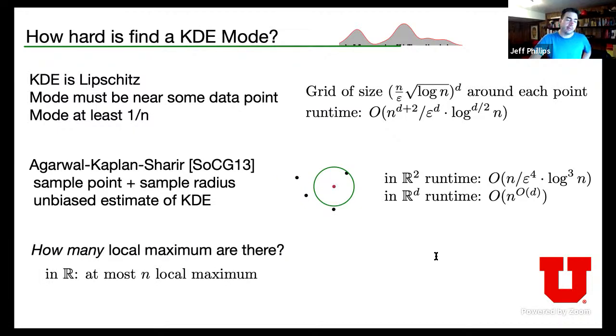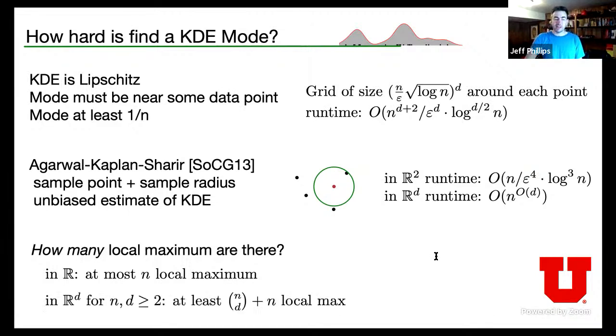Okay, another question is, how many local maxima are there? Let's say I wanted to enumerate all these local maxima, and then just check those. Well, in one dimension, there are at most n local maxima. Each point can generate at least one local maximum. But in two and higher dimensions, it gets a lot trickier. There are results showing that there can be at least n choose D, so on the order of n to the D different local maxima. That's more than the number of initial data points. It's at least that big.